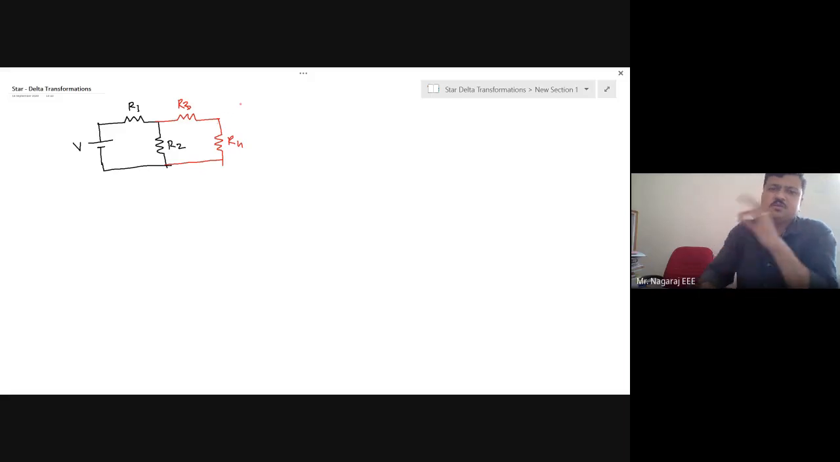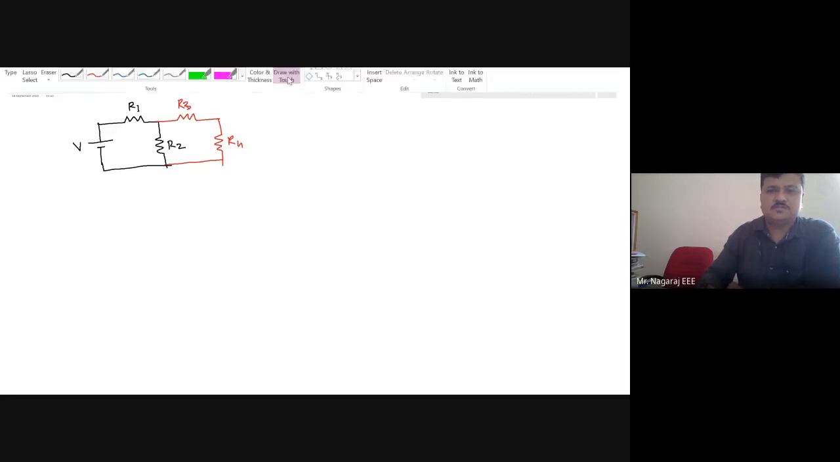Though I have increased only two resistors in the circuit, the number of steps increased by 3. Earlier it was only R1 plus R2. Now, if you have to calculate the effective resistance of the circuit, first you have to take R3 plus R4, then you have to take that combination in parallel to R2, then you have to add this combination in series with R1. So the amount of computation has increased.